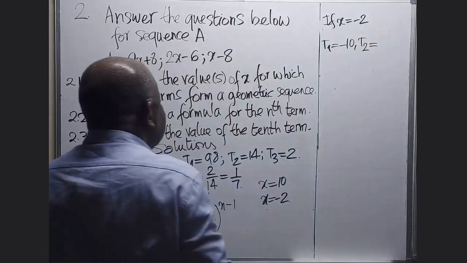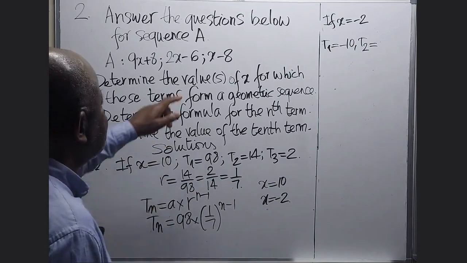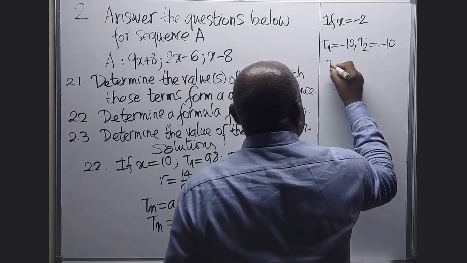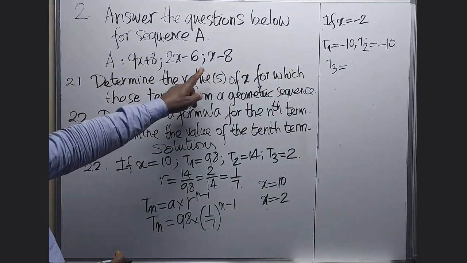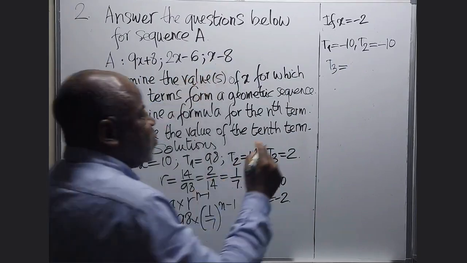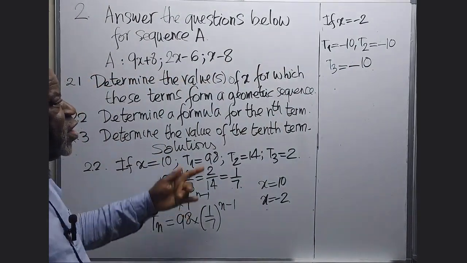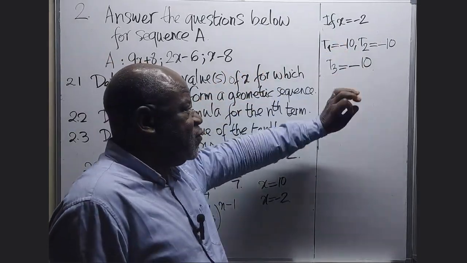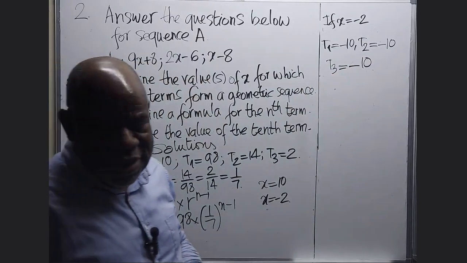T2 will be equal to negative 2 times 2, we're getting negative 4, negative 4, negative 6. Our T2 is also equal to negative 10. Our T3 will be negative 3, negative 8, we're getting negative 10. As you can see here, all the terms are practically equal. T1 is equal to negative 10, T2 is equal to negative 10, and T3 is equal to negative 10.